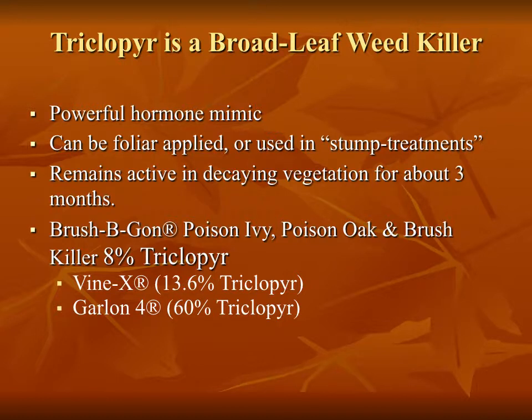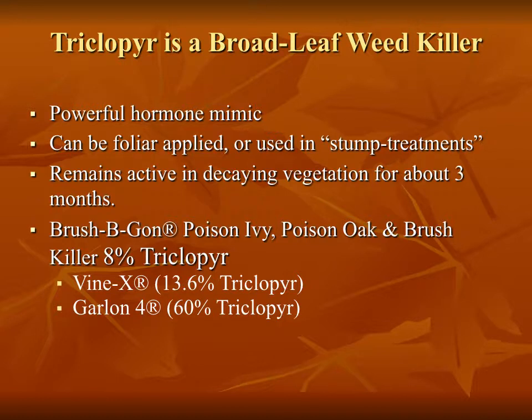And it contains 8% triclopyr as the concentration of the active ingredient. You may have been at the Home Improvement Center and seen a product called Vine X. Obviously, by the name, it's trying to get you to buy it for vine control. Now, Brush Be Gone can also be used for vine control. The only difference between the two is one is 13.6% active ingredient and the other one is 8.